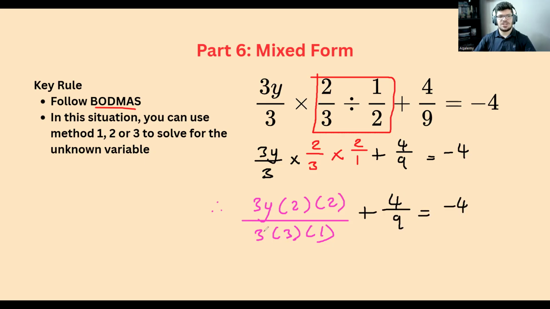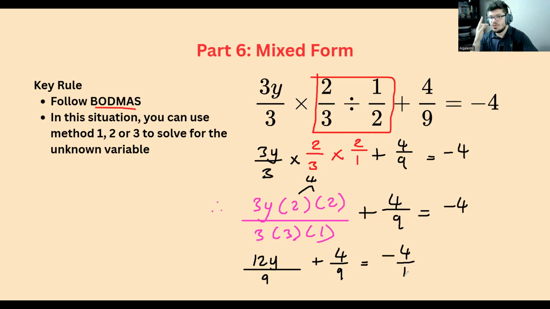Okay, let's make the changes now. So we're going to say 3y times 2 and again times 2. Over here, I like to do it like this. We say 4, and then you multiply 3y with 4. So it'll be 3y times 4, 12y over 3 times 3 times 1, 9, plus 4 over 9 is equal to -4 over 1. So in this situation, we can use method 1 or method 3.